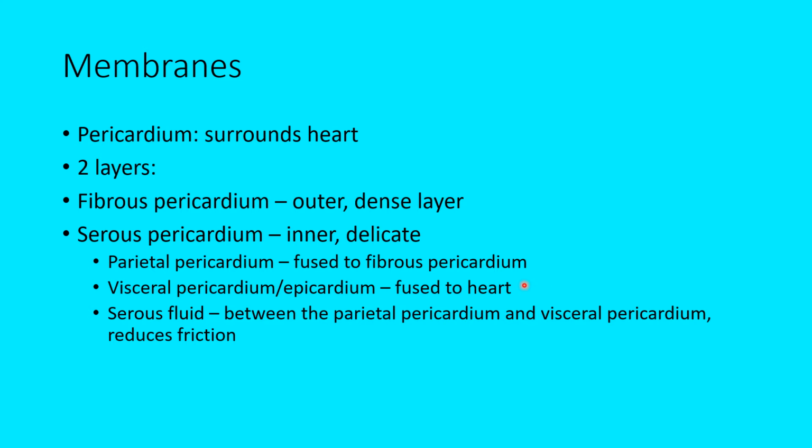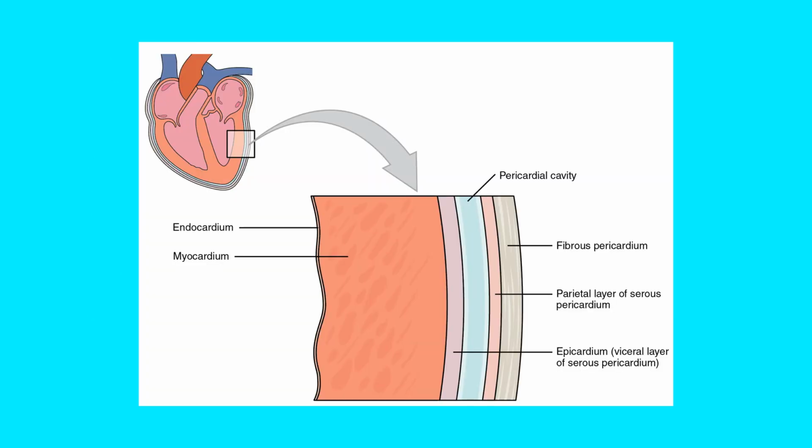So between these two components of the serous pericardium, that's where your serous fluid is. And the purpose of the serous fluid is to reduce friction. The heart is constantly pumping, so it's moving. Anytime you have something moving, you don't want two things rubbing together, because that will generate friction, which generates heat, and it's more resistance, and it just is harder on the heart. So the serous fluid helps to reduce that friction.